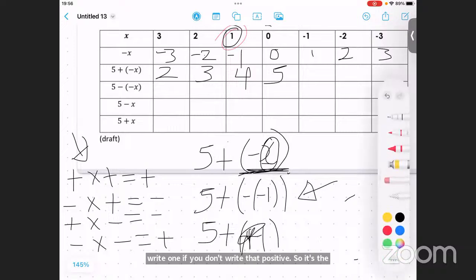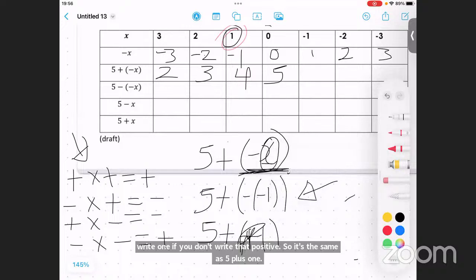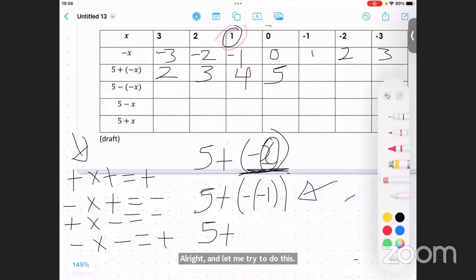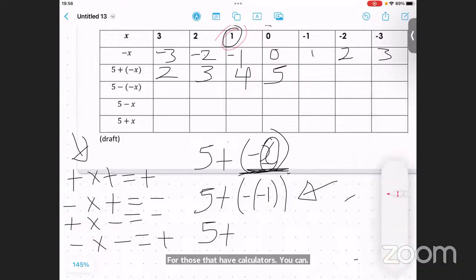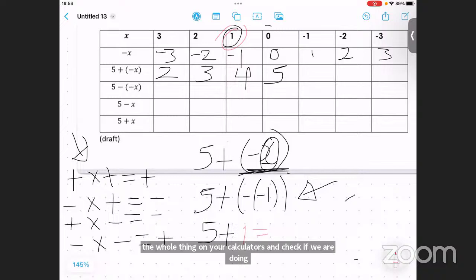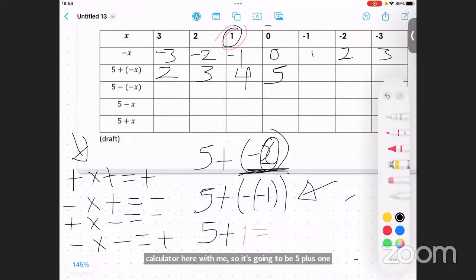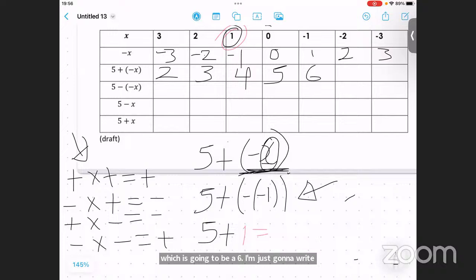All right. For those that have calculators, you can punch the whole thing on your calculators and check if we are doing the correct things, yeah? Because I'm not having my calculator here with me. So it's going to be 5 plus 1, which is going to be a 6. I'm just going to write a 6 here. And let's see.